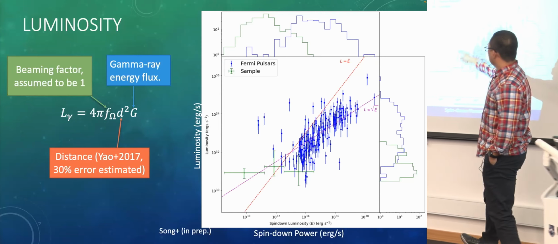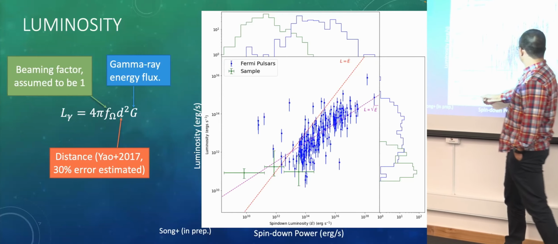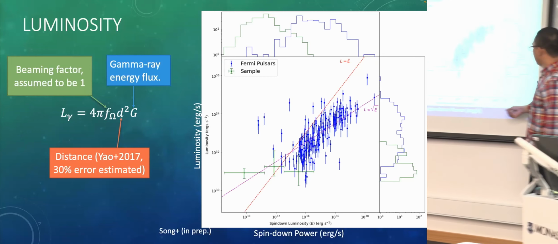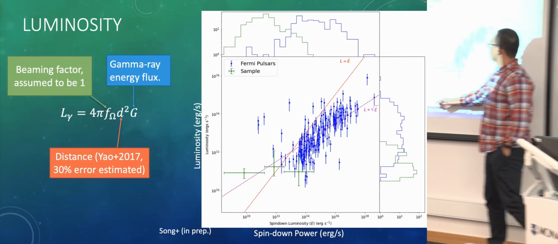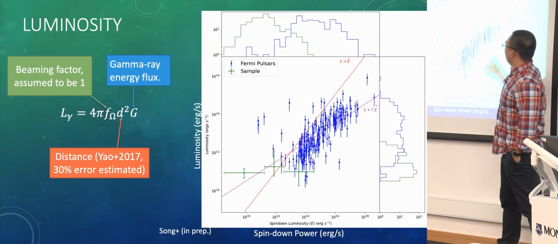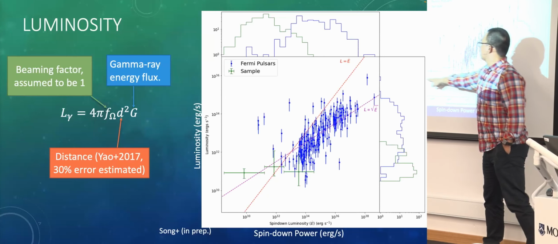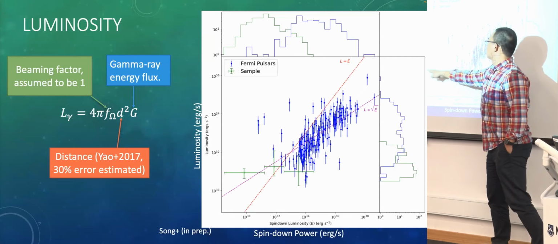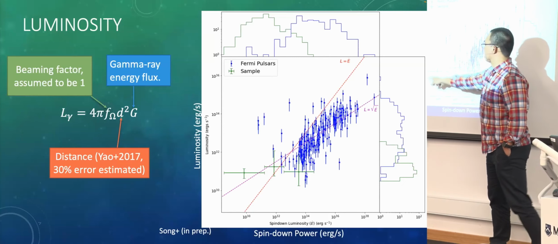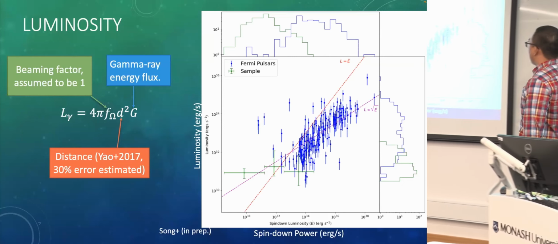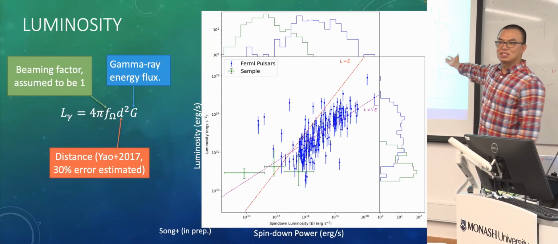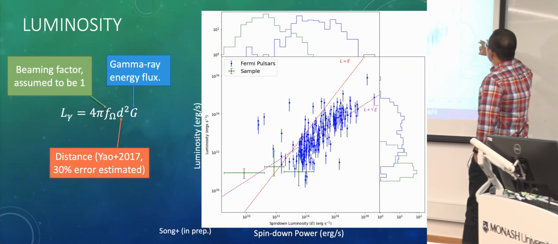So we have the luminosity in the vertical axis and the spin-down power in the horizontal axis. And the blue dots are all of the Fermi pulsars, and the green data points are our stacked pulsars' luminosity. So as you can see, there are some trends there.